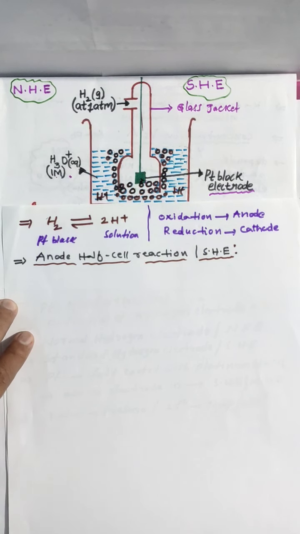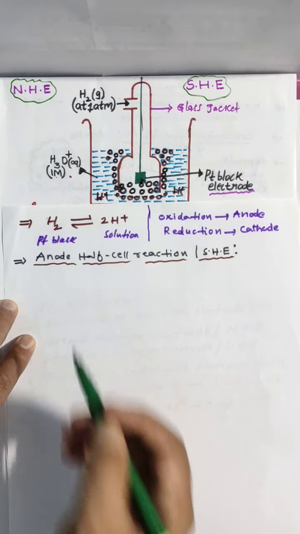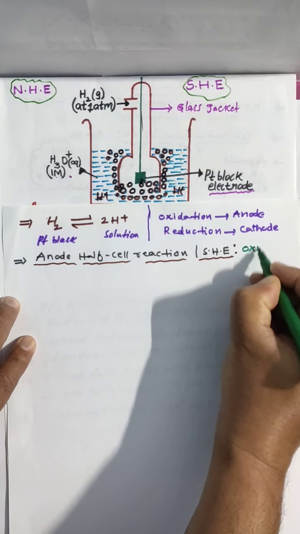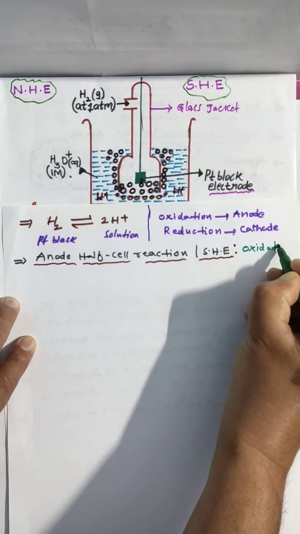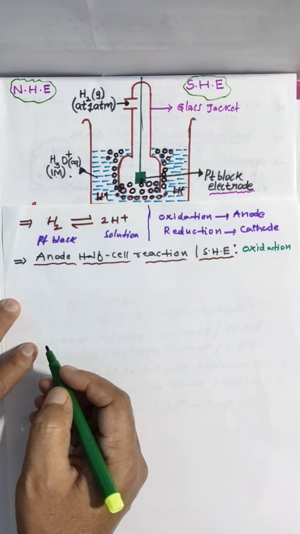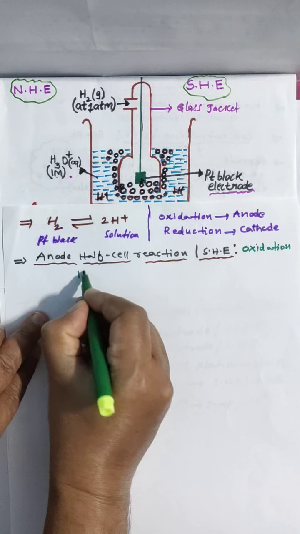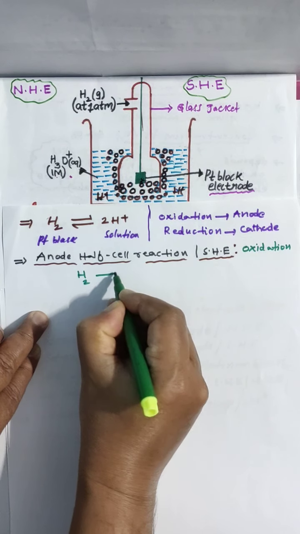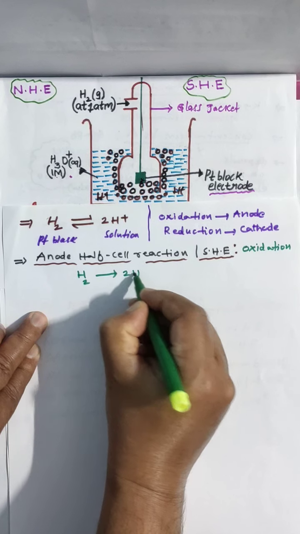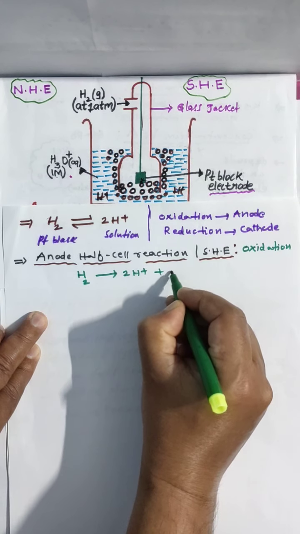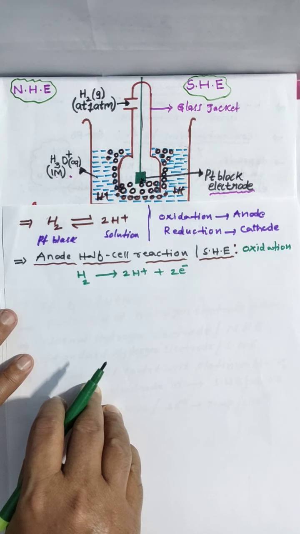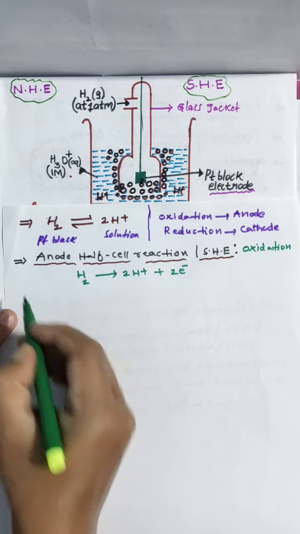Now how to write it? Generally anode means oxidation, we already discussed. Oxidation means loss of electrons. Means hydrogen gas loses electrons and converts into 2H plus by releasing 2 electrons. This is the reaction that takes place.